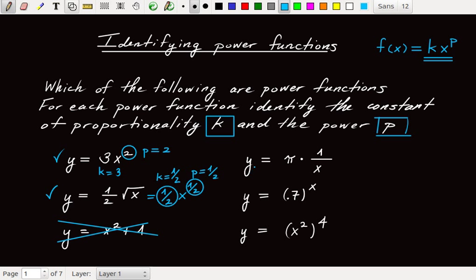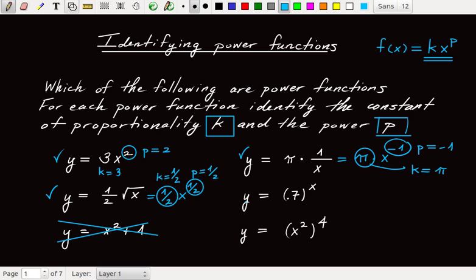What about the next one? y equals pi times 1 over x. Well, we have a constant. Is this a power? Yes. We can rewrite this as pi times x to the minus 1. Dividing by x is the same as x to the minus 1. So here the power is minus 1, and the constant is pi. So this is a power function.